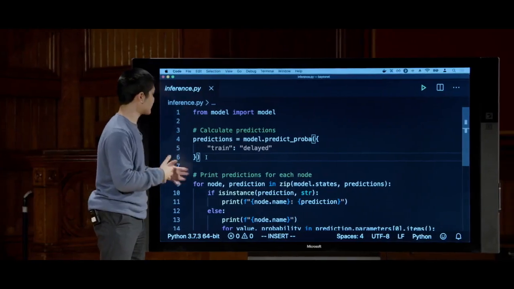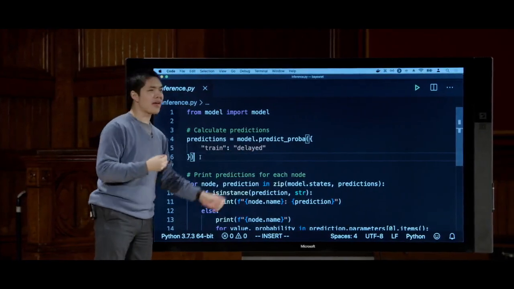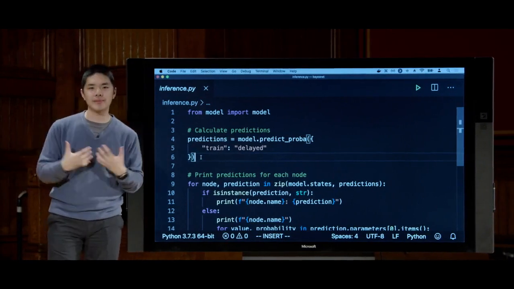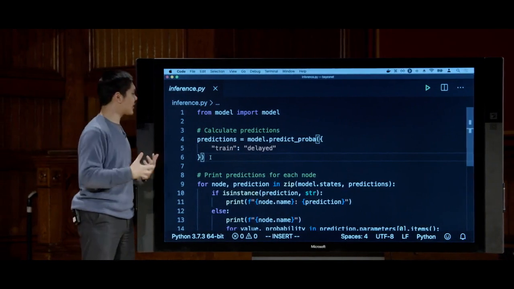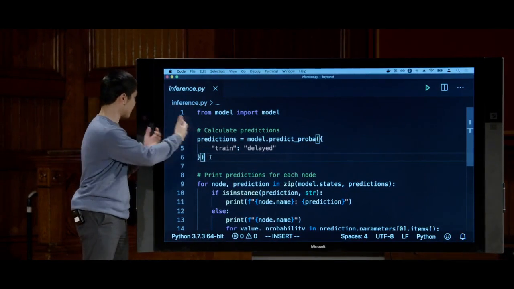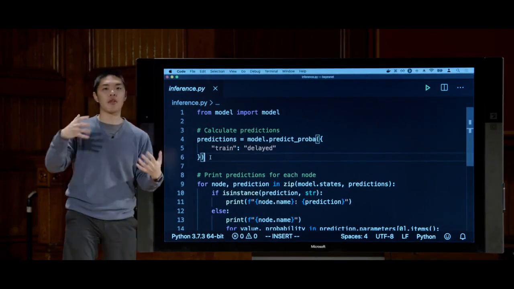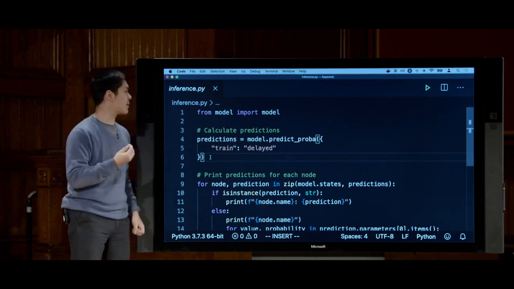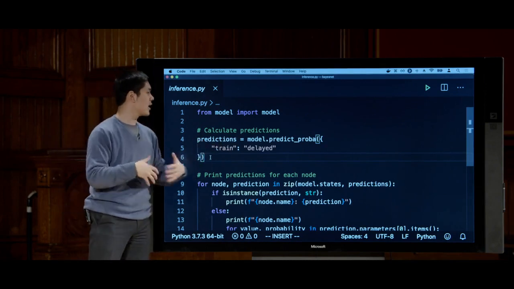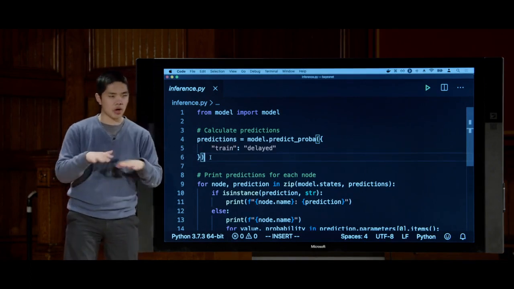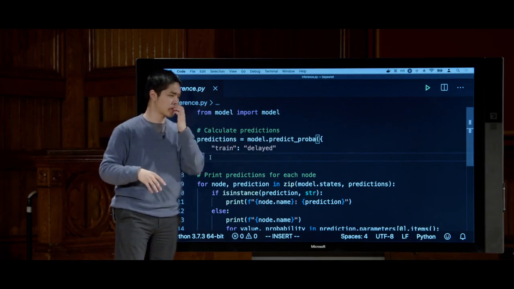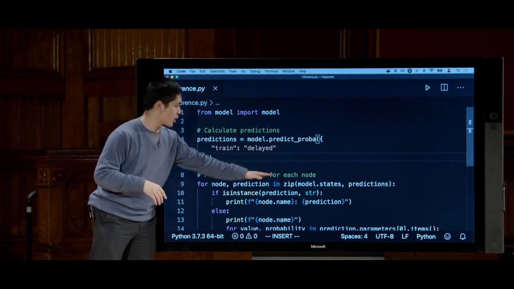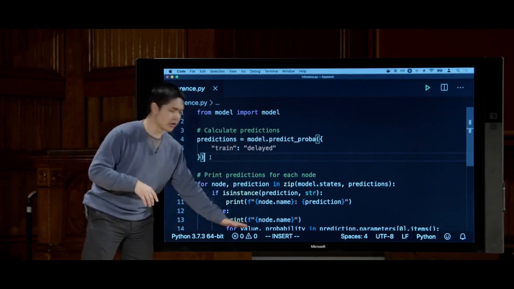Here I've encoded into this Python program the evidence that I have observed. I have observed the fact that the train is delayed. And that is the value for one of the four random variables inside of this Bayesian network. Using that information, I would like to be able to figure out inferences about the values of the other random variables that are inside of my Bayesian network. I would like to make predictions about everything else. So all of the actual computational logic is happening in just these three lines, where I'm making this call to this prediction. Down below, I'm just iterating over all of the states and all the predictions and printing them out so that we can visually see what the results are.